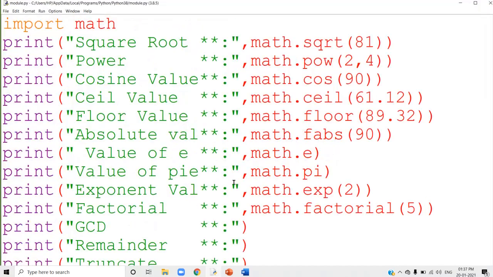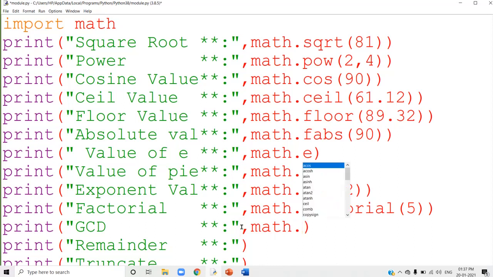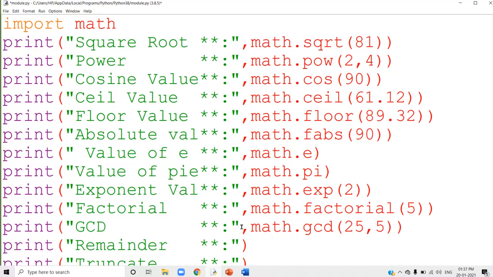Now the next one is GCD. What is this GCD? Did you hear about the term GCD? I think you studied it in smaller classes. GCD, greatest common divisor. GCD of 25, 5. Run the program and see the answer. See here there are two arguments, GCD between two different numbers.